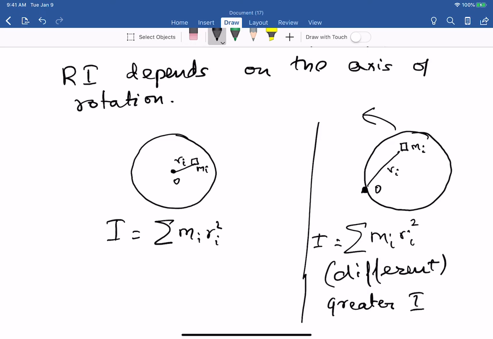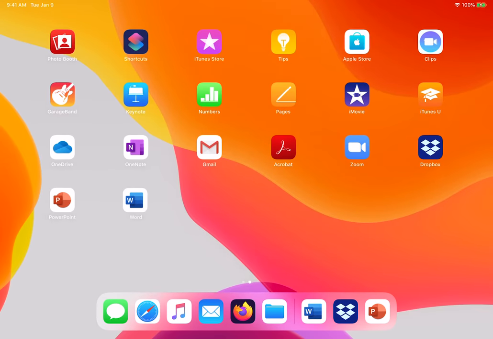So ordinary inertia that we studied earlier depends only on the mass. That's the only thing that it depends on. But rotational inertia depends not only on the mass, but it also depends on how that mass is distributed relative to the axis of rotation. So the same object can have completely different rotational inertia for different axes of rotation. All right. So you can see that in this table.